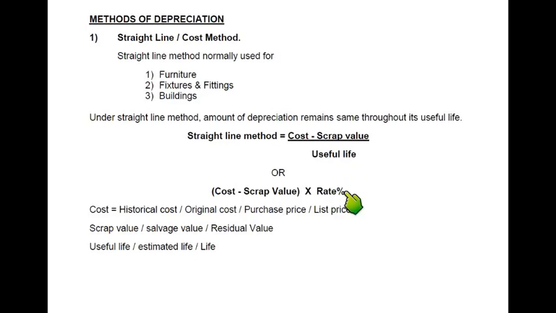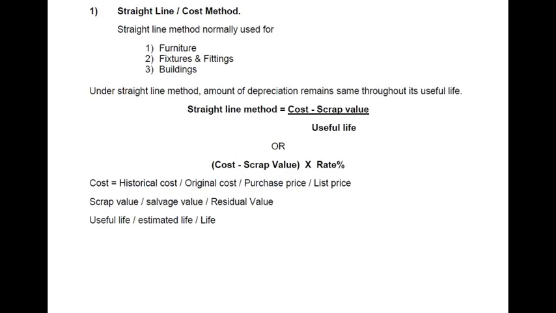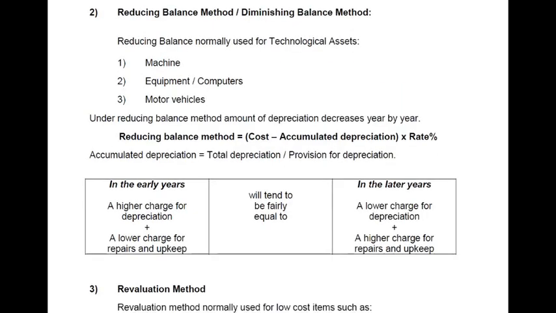So if there is a life, we will be dividing by the life, or if there is a rate percentage given in an examination question, we will be multiplying. So the formula becomes cost minus scrap value multiplied by rate. If there is a life, we divide, and if there is a rate, we multiply. The answer to this formula will be the straight line depreciation, and the depreciation will remain the same for every year according to this method. So the same depreciation is charged in the straight line method.